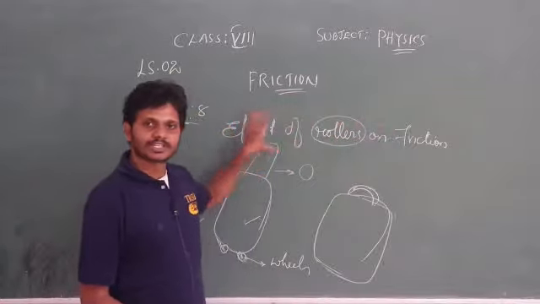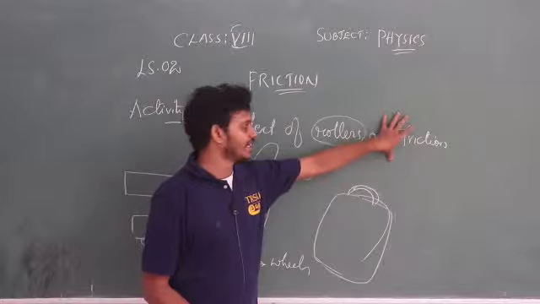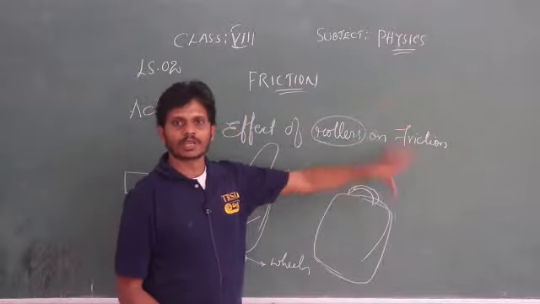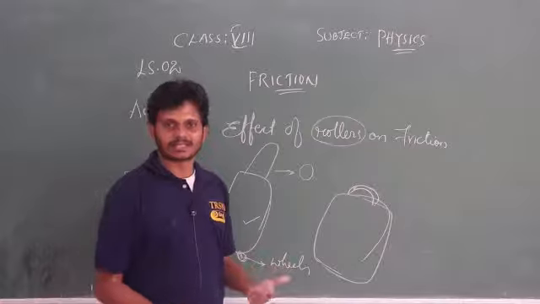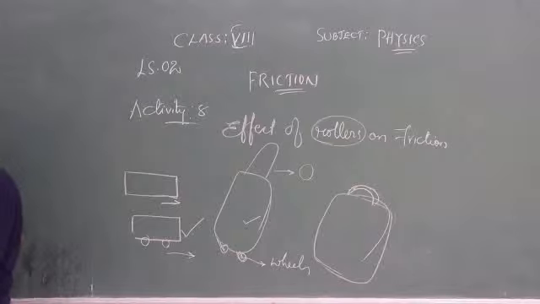If rollers are there, friction decreases. If friction decreases, what's going to happen? It can be moved easily. Its speed increases. It can be carried easily. That's what. And now let's move on to this other.